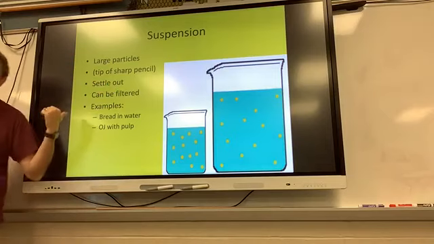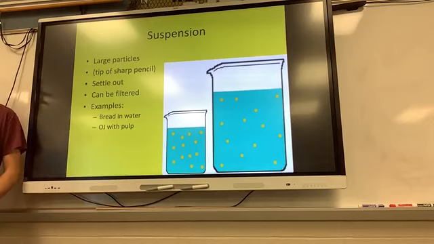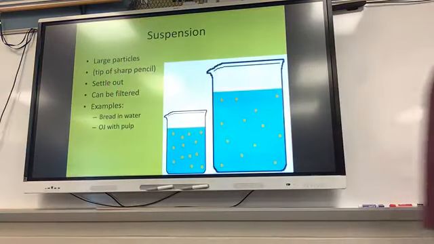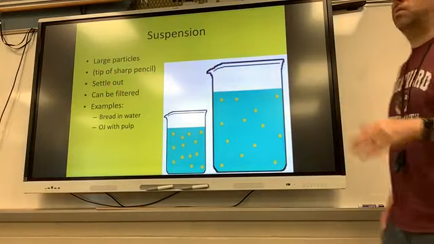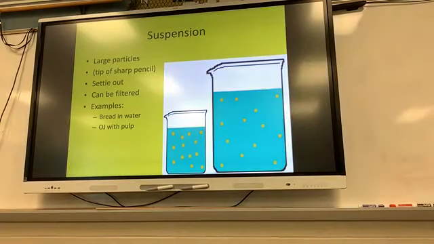A couple examples would be bread and water or OJ with pulp. Pulp, you would agree, is a pretty big particle, yes? And you have to kind of shake it up to resuspend it. If you don't, where does the pulp go? To the bottom. The pulp goes to the bottom. So one of these three up here is a suspension. I'm not going to tell it, not yet. We have to filter them first to see if they filter out first. You guys got that? Or do you need one more second to write that down?